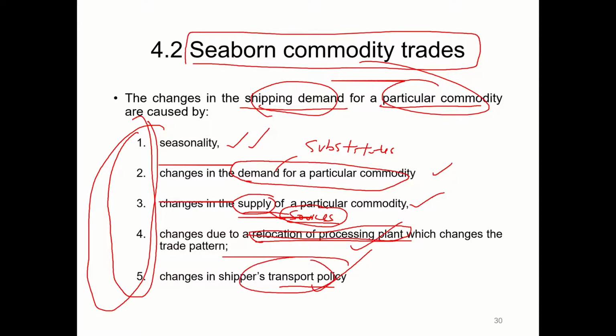And as for transport policy, we are looking at the alternative transport modes, in particular their competitiveness. So an example would be rail, road. These are a few different transport modes that could compete with maritime transport.